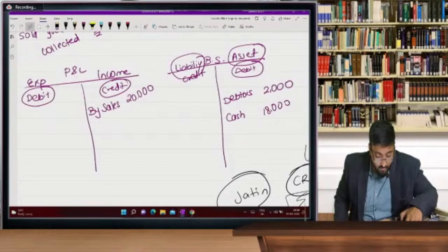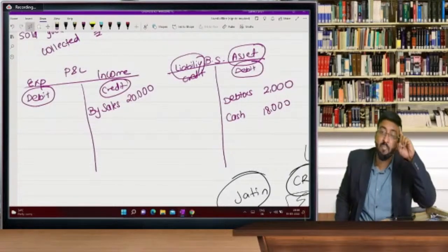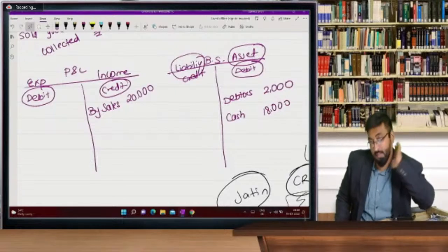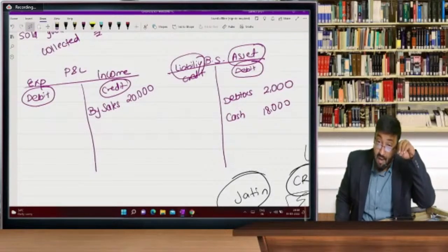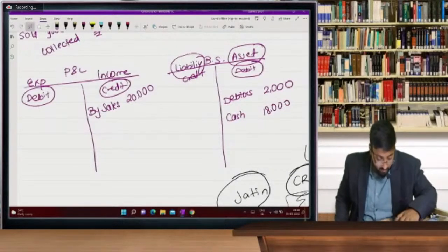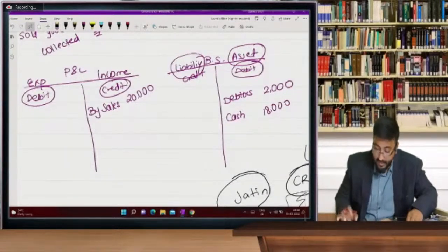Beta, if you visualize these accounts, I'm telling you, you are going to score more than 80 marks. Mark these words today. 80 marks minimum. ठीक है? Second question.